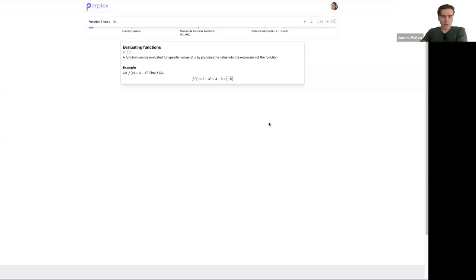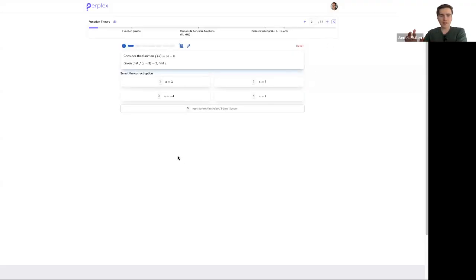So this is also pretty basic, but we can evaluate functions by simply plugging in the value that we care about into the expression that we're given. So if I'm told that f of x is 3 minus x squared, then to find f of 3, I just plug in 3. And in this case, I would get -6. So I'm going to give you guys 30 seconds to a minute to try this exercise, and then we're going to go over the solution together.